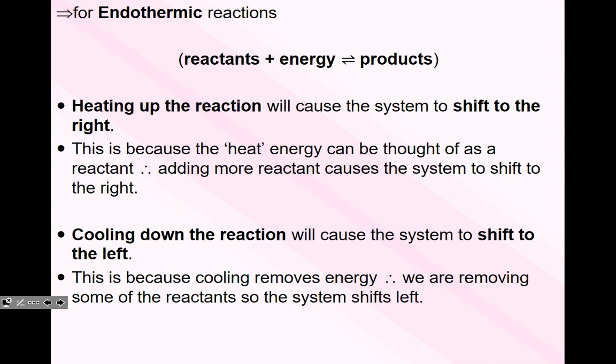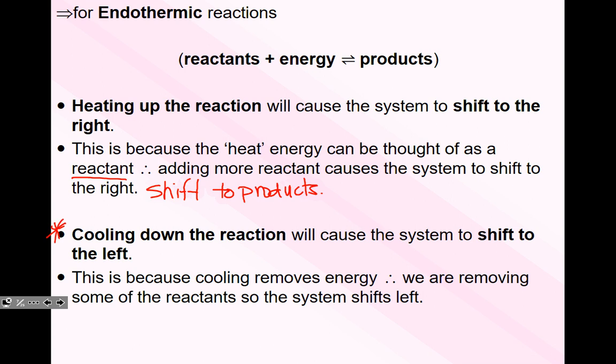For an endothermic reaction, we have reactants plus energy yields products, right? In an equilibrium, we have those double arrows. Heating up the reaction will cause the system to shift to the right. This is because the heat energy can be thought of as a reactant, right? Your heat energy is like a reactant. Therefore, adding more reactant causes the system to shift to the right, which is really shifting to the products, to compensate for an excess of reactants.